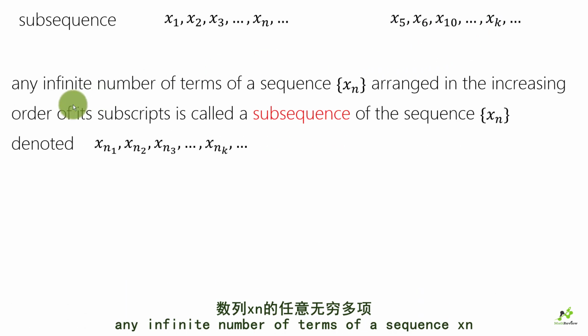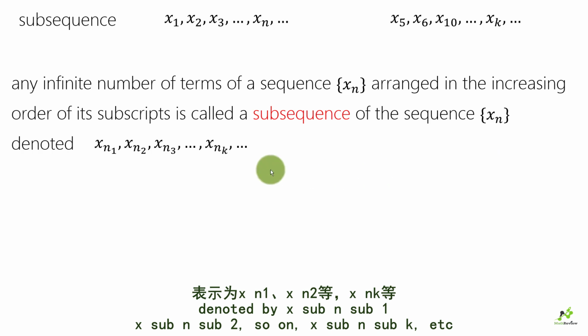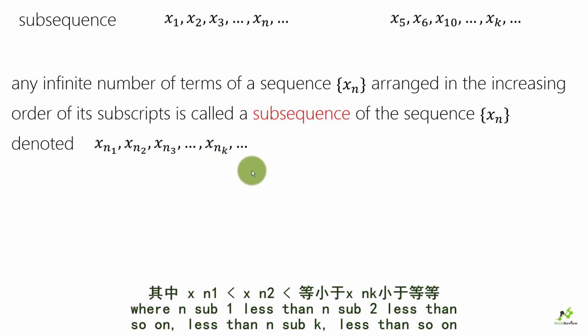We call this a subsequence of this sequence. Any infinite number of terms of a sequence xn arranged in increasing order of its subscripts is called a subsequence of the sequence xn, denoted by x sub n sub 1, x sub n sub 2, and so on up to x sub n sub k, etc., where n sub 1 is less than n sub 2 is less than so on, less than n sub k, less than so on.